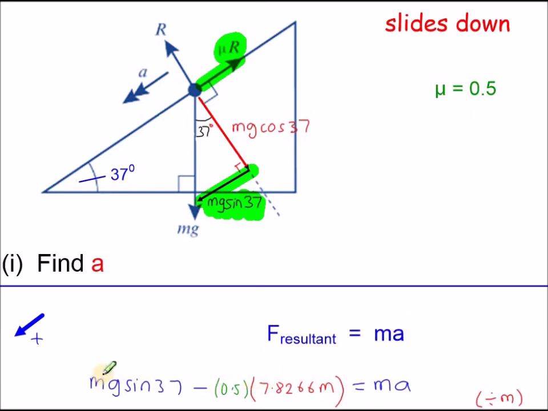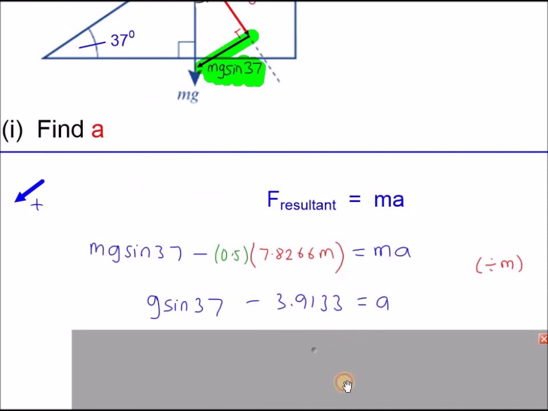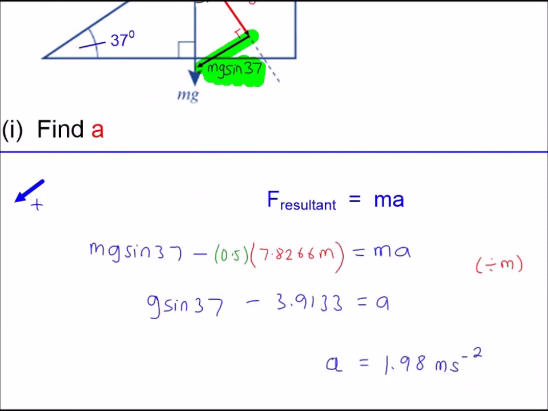And every term has an m, so we can cancel out m throughout. If we divide by m and then simplify, we have 1.98 meters per second squared to 3 significant figures. You may notice that the acceleration is a constant, it's not a function of time, so we can use SUVAT formulae for further problem solving perhaps.